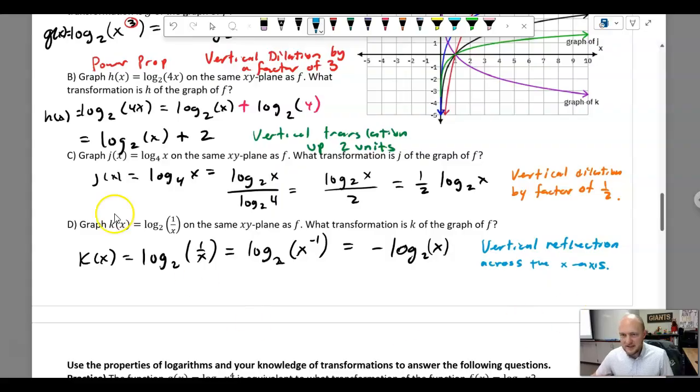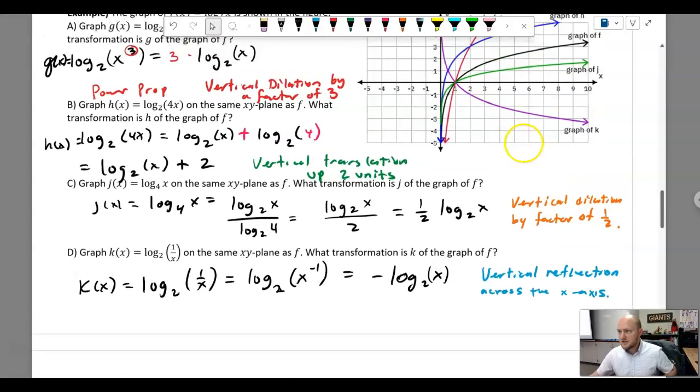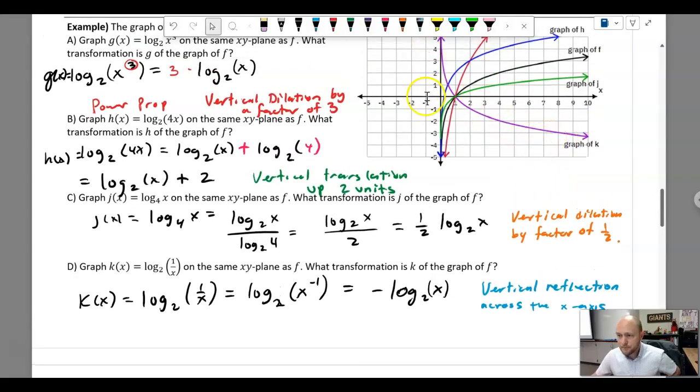Okay, so again, that's the power property in play here. And again, you can see these. So k of x is here in the purple, right? That vertical reflection, and then the vertical dilation by factor 1/2 is j of x. You can see how that is compressed.